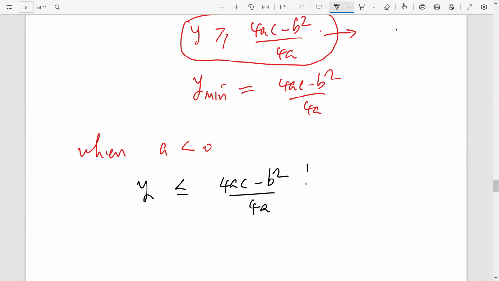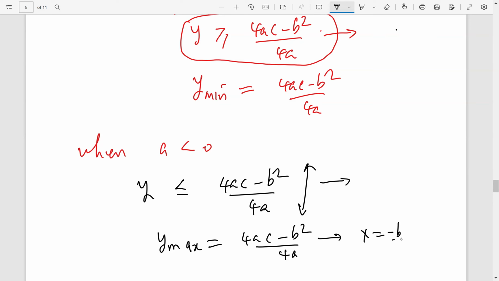So from this expression, you can see clearly that the maximum value we can attain here, y maximum, is 4ac minus b squared over 4a. And we know that this is obtained when x equals minus b over 2a. We already know that this is the axis of symmetry, dear students.